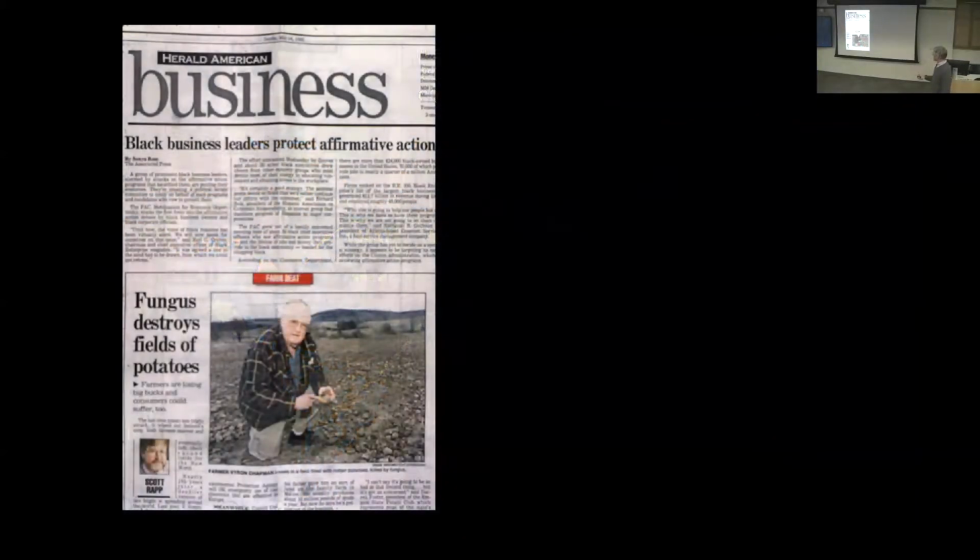This is a picture taken, actually, my mother-in-law sent this to me. She lives south of Utica. The picture taken in 1995 of the Herald American from Utica. It's a picture of Byron Chapman, who the year before had lost his entire crop to late blight. A new strain had come in. It had devastated these fields.